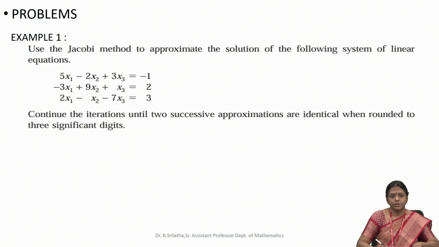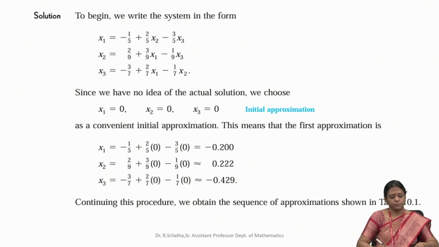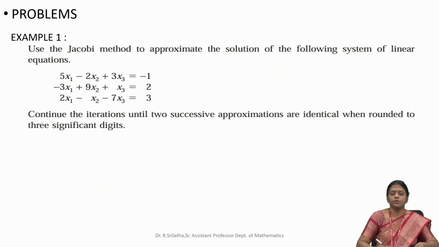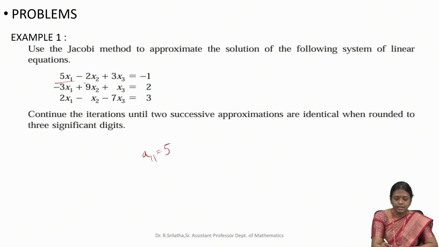Now coming to the solution, the first condition we need to keep in mind is that the system of equations should be diagonally dominant. If you check the condition here, this is the coefficient a11. Here we have a11 equal to 5, and it should be greater than or equal to the sum of these two elements. What is the sum? 2 plus 3, that is 5. It is greater than or equal to, right?